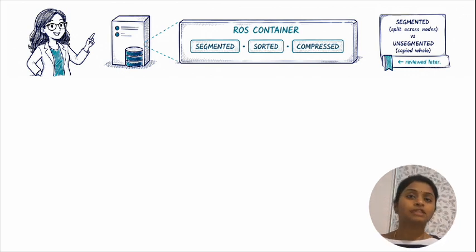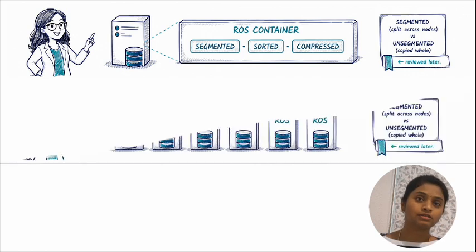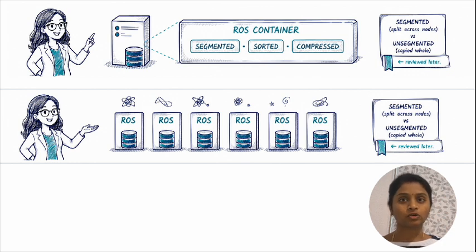What is segmented? Segmented means the data is split across the nodes of your cluster, so every machine does its share of work in parallel. What does sorted mean? Rows are stored in the projection sort order, so Vertica can jump straight to the data a query needs instead of scanning everything. Compressed. Columnar encoding shrinks the footprint dramatically, so less I/O, less disk. So at the end, it's faster reads. So segmented, sorted, compressed. That's a ROS container.